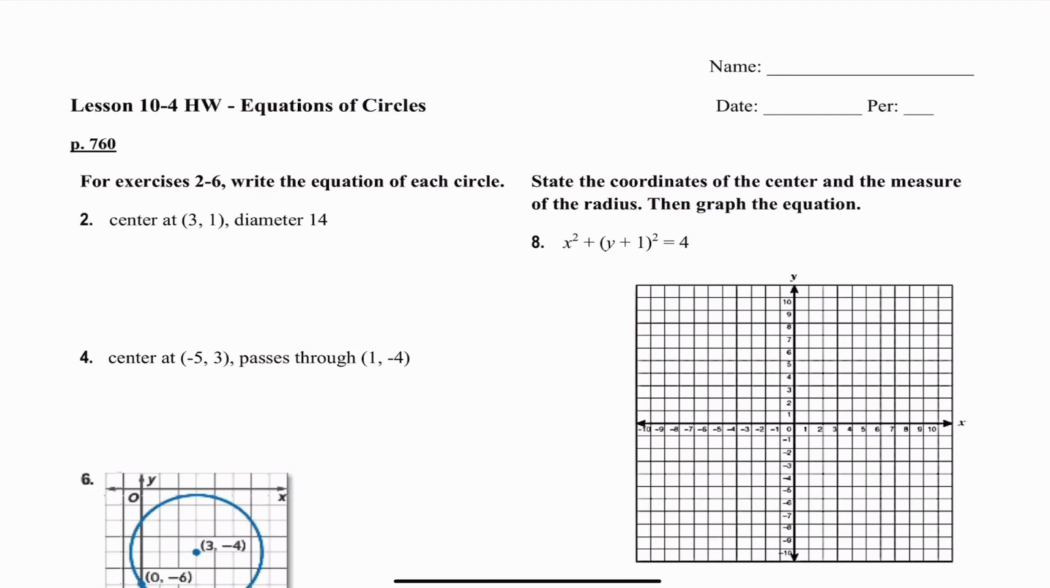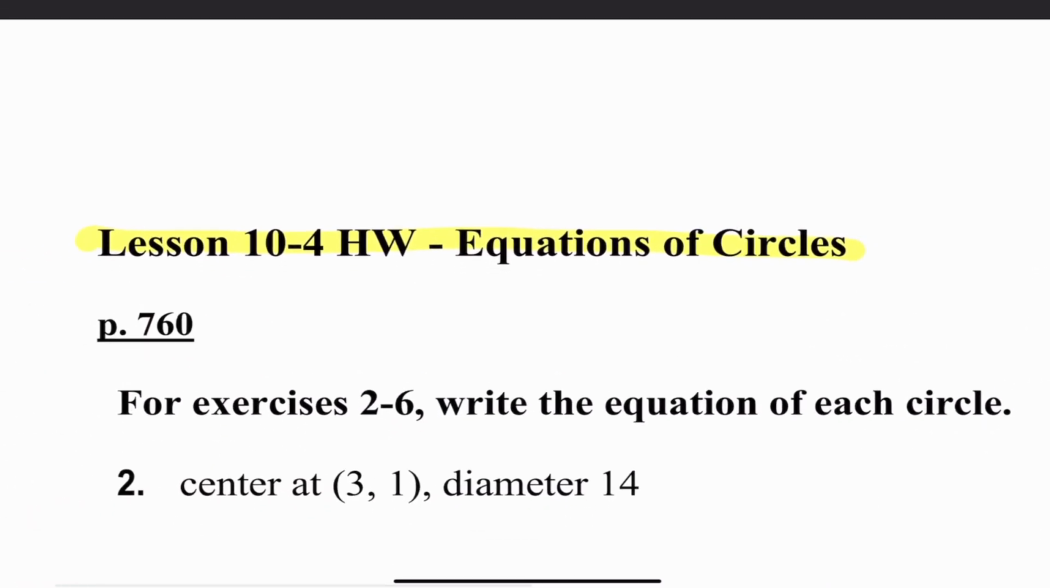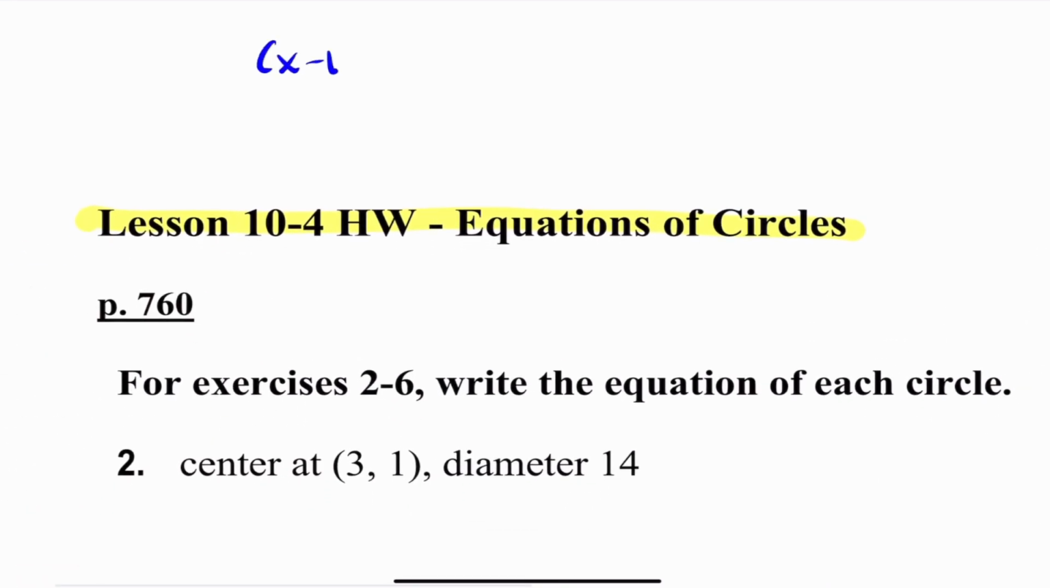Okay, I really want to look at lesson 10 for homework, the equations of circles. Remember, the equation of a circle is (x minus h) quantity squared plus (y minus k) quantity squared equals r squared, where h and k, that's the center point, and r is the radius.